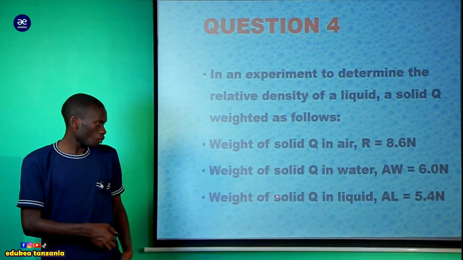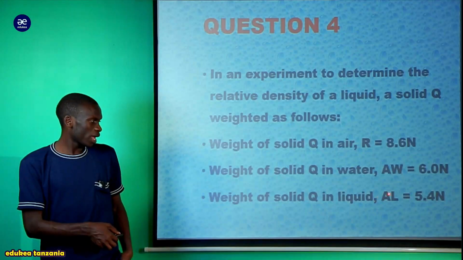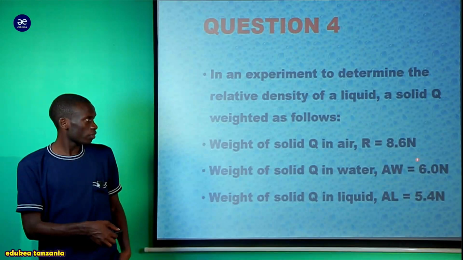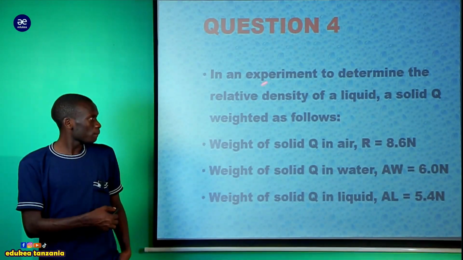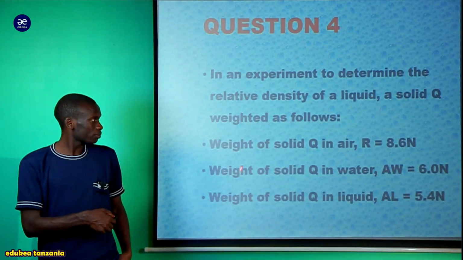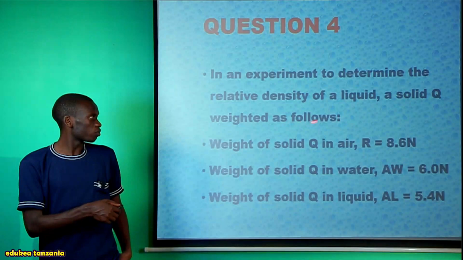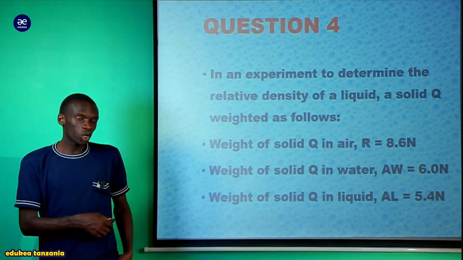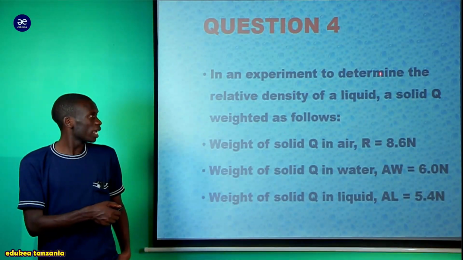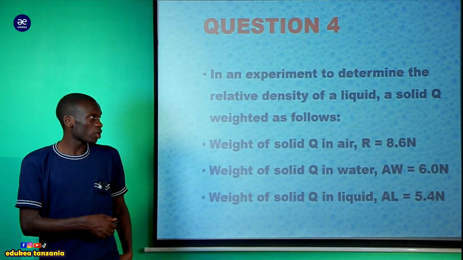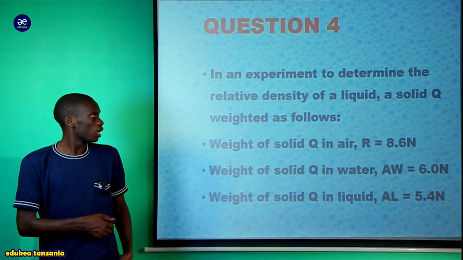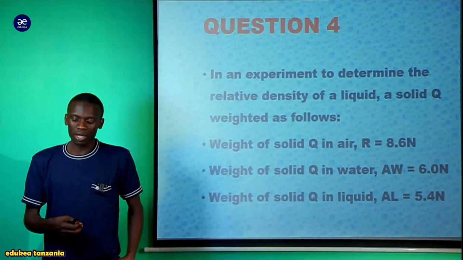And the weight of solid Q in liquid, AL, is equal to 5.4 Newton. These are the data obtained in the experiment to determine the relative density of a liquid. So we have to calculate the relative density of the liquid.